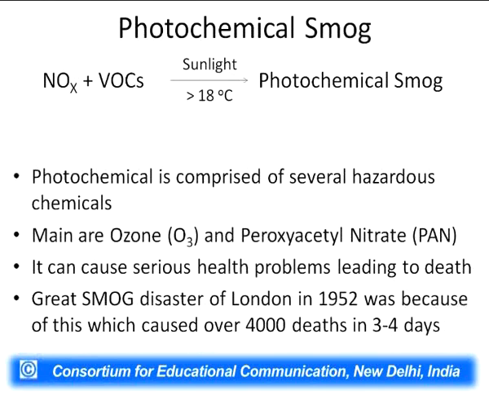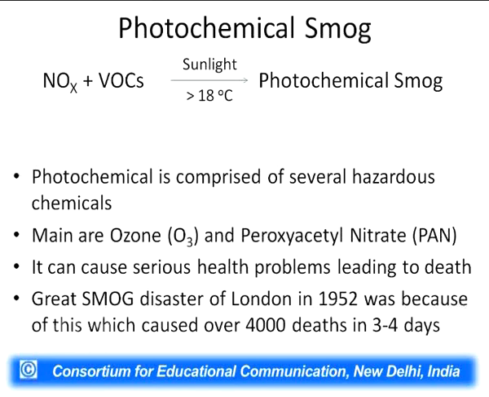The next one is photochemical smog. What is photochemical smog? When oxides of nitrogen react with VOCs in the presence of sunlight at a temperature over 18 degrees centigrade, a combination of complex compounds is formed, which is known as photochemical smog.